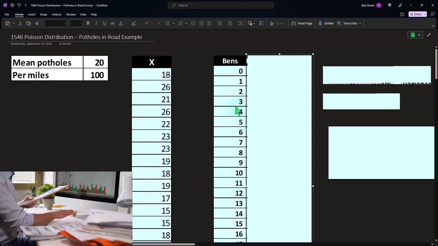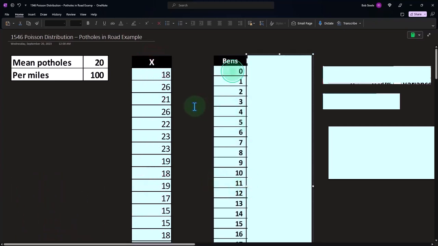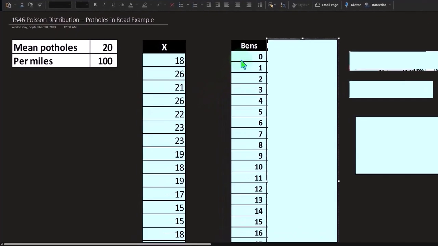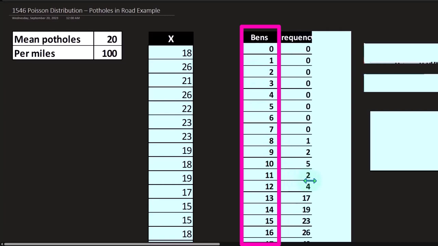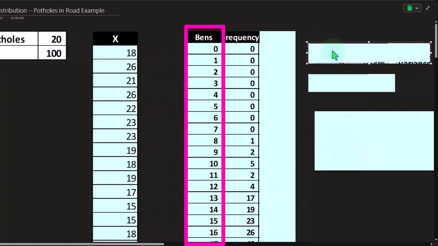Then we can organize our sample data into bins. So once we've counted all the potholes that are located in every 100 mile span, then we could say these are going to be the bins that we're going to put them in. How many times did we have zero potholes in the 100 mile span? How many times did we have one pothole in the 100 mile span? How many times did we have two potholes in the 100 mile span, and so on? We're going to call that a frequency distribution.